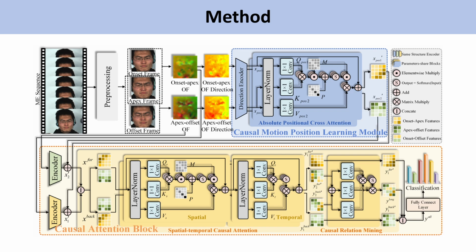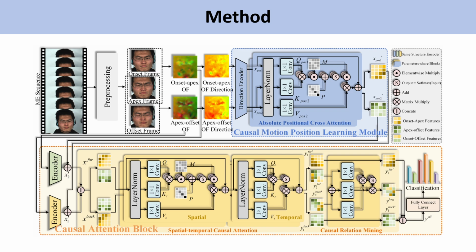To mitigate the model's focus on redundant information and maintain accurate microexpression recognition, a causal motion position learning module is proposed. This module learns action unit-related position information through the direction maps, thereby reducing attention to non-expression areas.